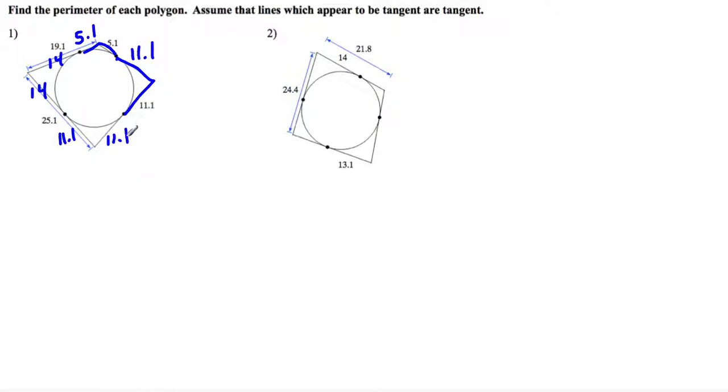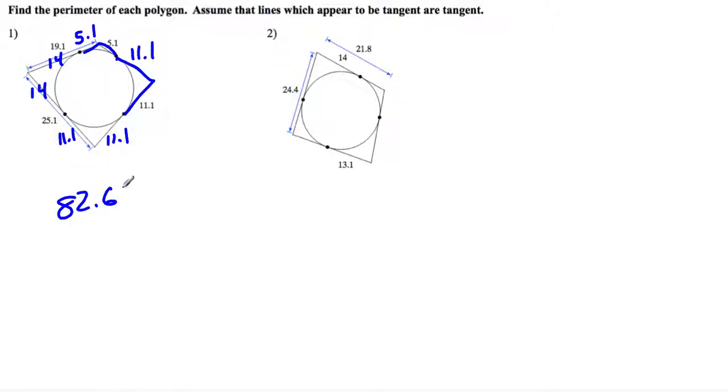Purely coincidental that these two parts of the tangent are the same length. So if we add these all up, we have 11.1 plus 11.1 plus 11.1 plus 11.1 plus 5.1 plus 5.1 plus 14 plus 14. And I think that's it. I should have 8 little segments to add up, which gives me 82.6.